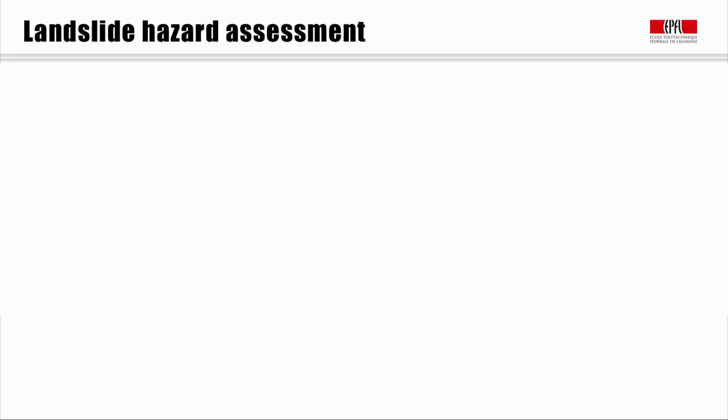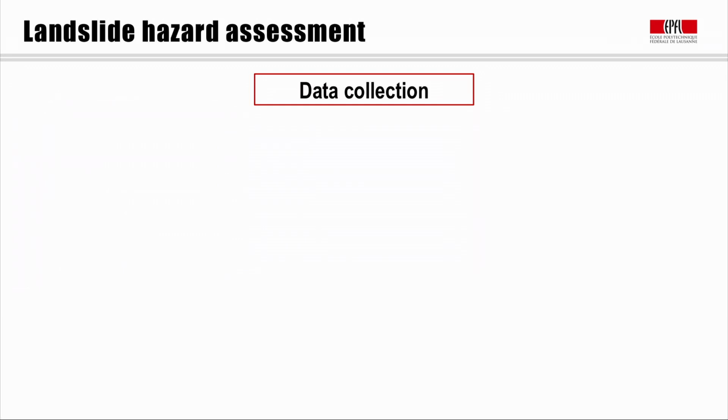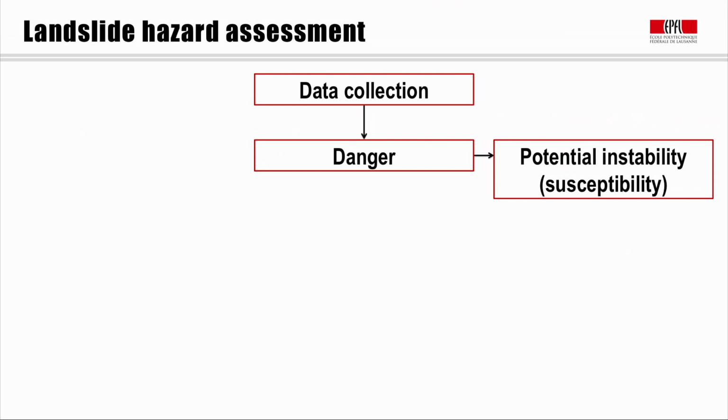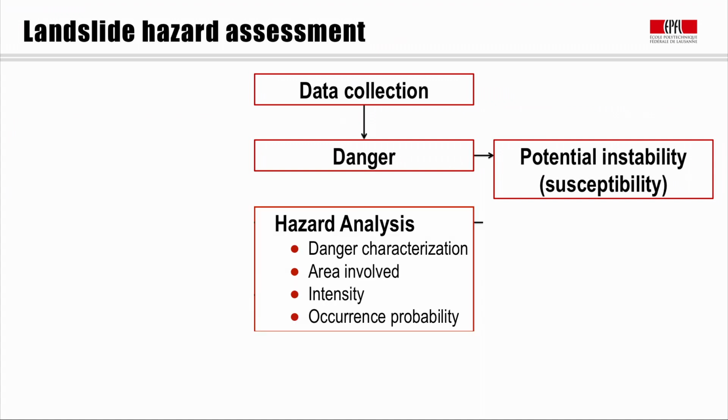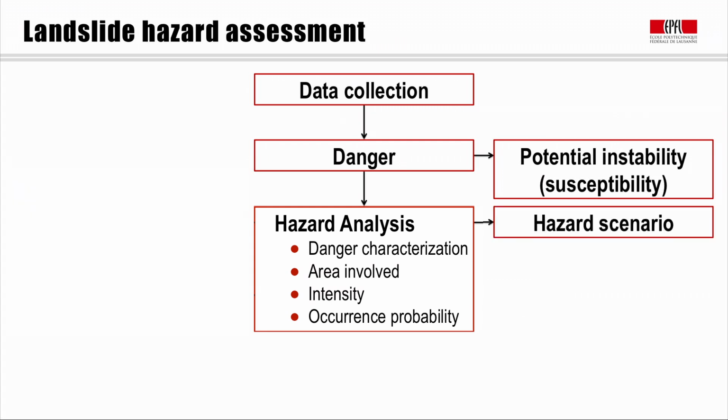For a given situation, we always need to start with collecting data in order to identify potential instabilities. Each potential instability, the danger, needs to be analyzed with specific tools. The final aim of this operation is to identify the susceptibility of given areas to potential danger. Assessing the susceptibility is an operation which has a qualitative focus, while hazard analysis is performed to provide a quantitative assessment of the possibility of a landslide to occur and to identify possible hazard scenarios.